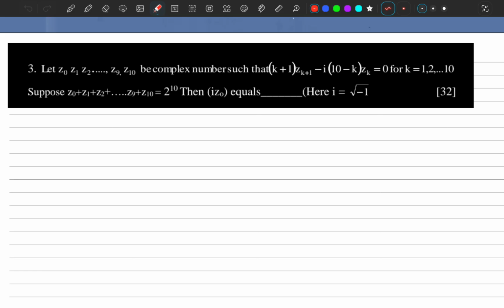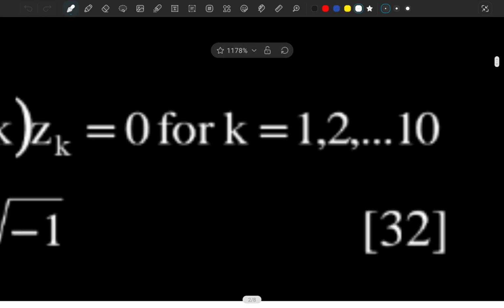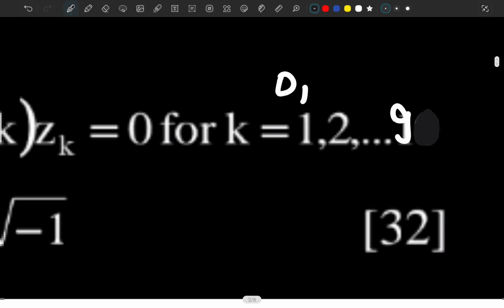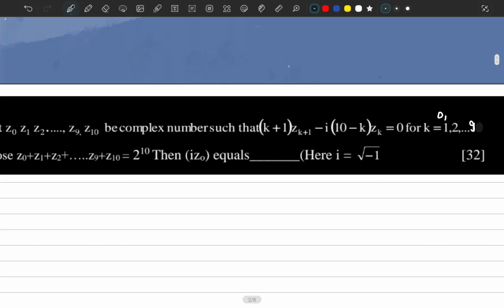So let's first focus on this question. What does this question say? There are some slight mistakes in this question also, so we'll see about that. For the first, you have to make this correction here. It will be k from 0 to 9, right? First is this correction you have to make, and nothing else. So let's get started with this problem.